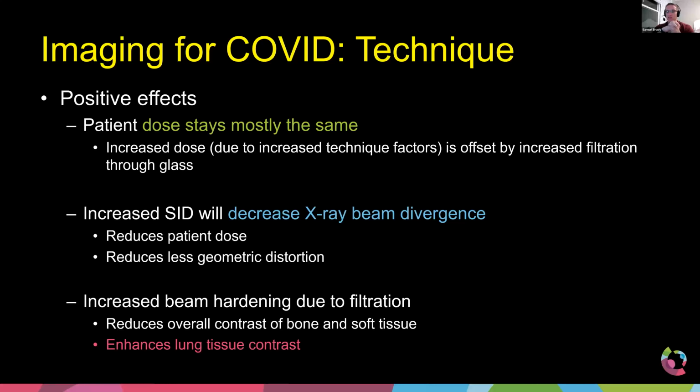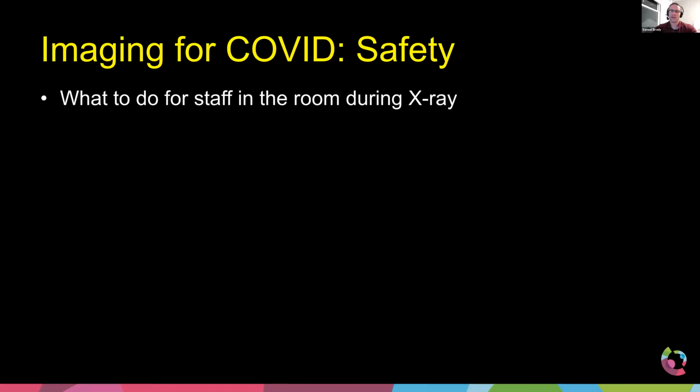And so it actually will help you see the lungs better because the ribs will somewhat dissolve into the background. So there are some positives, if you can find them, when you're imaging through glass doors in these crazy COVID situations.